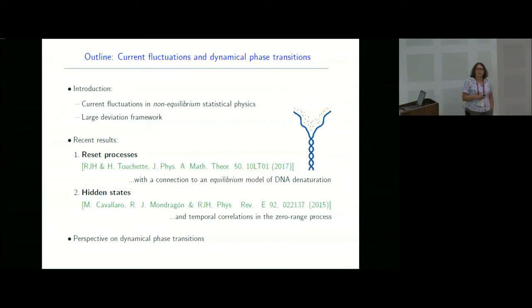And then if there's time at the end, I'll more briefly talk about some other work, which was chiefly done by Massimo Cavallaro, who was a PhD student with me and is now a postdoc in Warwick, talking about hidden states in the zero range process and how the temporal correlations there change the current fluctuations. So both of these types of models show dynamical phase transitions, and I'll try to give some general perspective on that as we go.